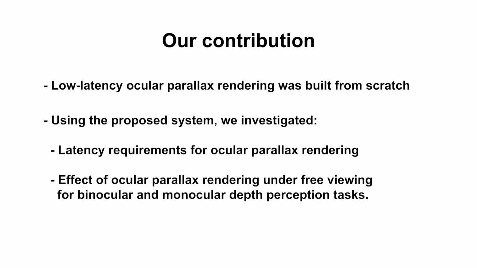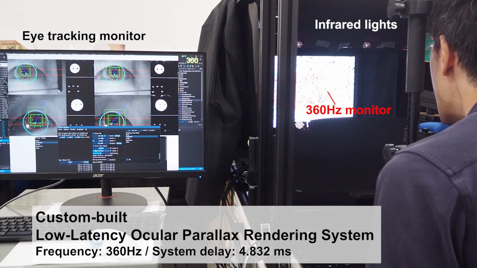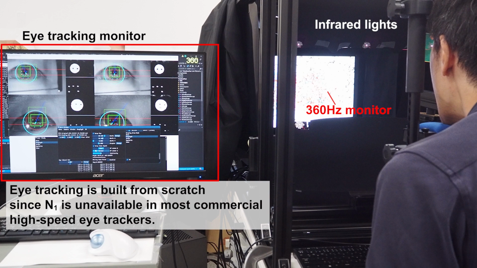Using this system, we investigated the latency requirements for ocular parallax rendering. Furthermore, we also examined the effect of ocular parallax rendering under free viewing for binocular and monocular depth perception tasks. This is a demonstration video of our low-latency ocular parallax rendering system, whose frequency is 360 Hz, and system delay is 4.832 milliseconds. Eye tracking is built from scratch since the front nodal point is unavailable in most commercial high-speed eye trackers.